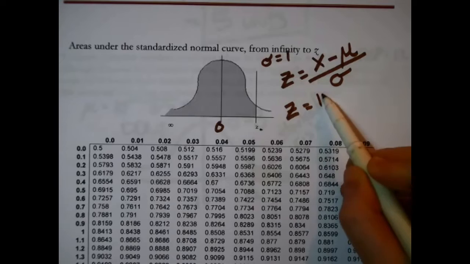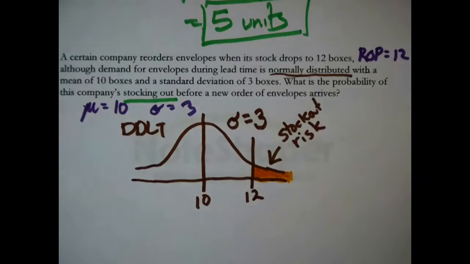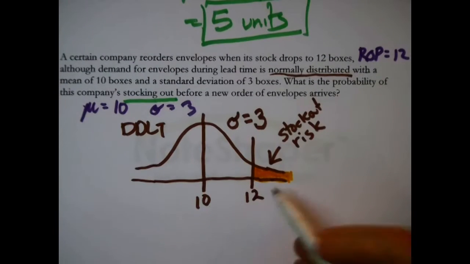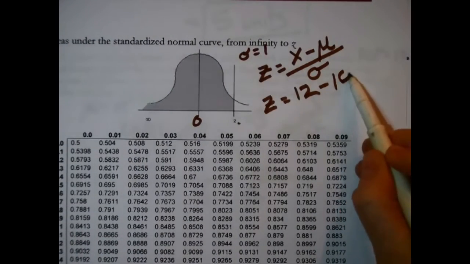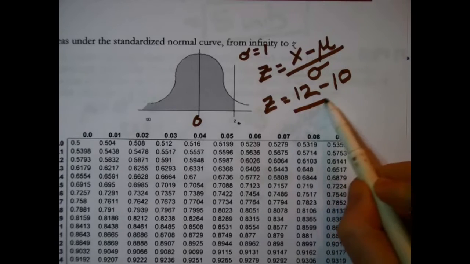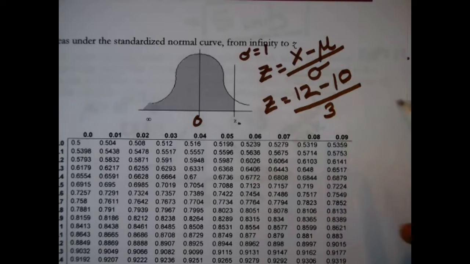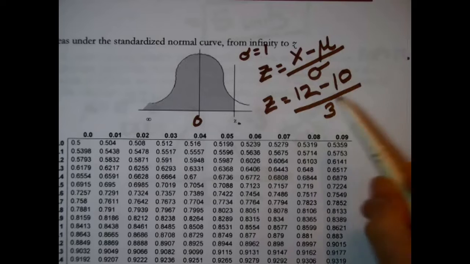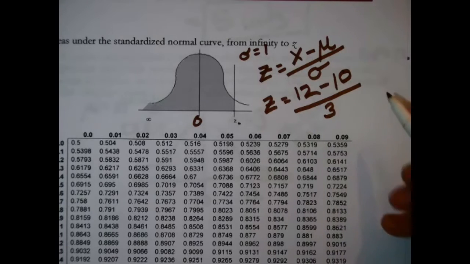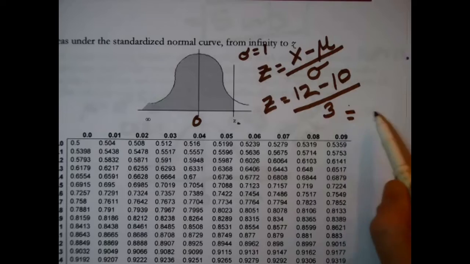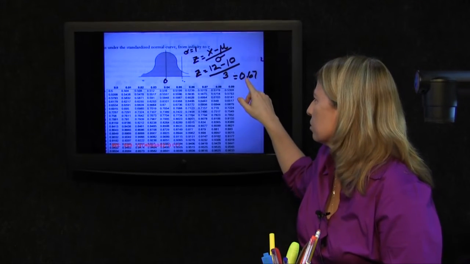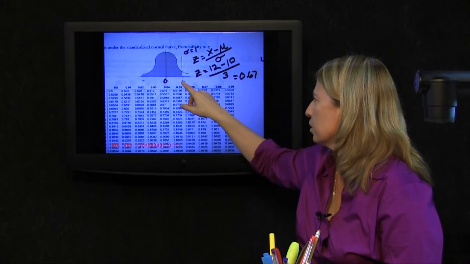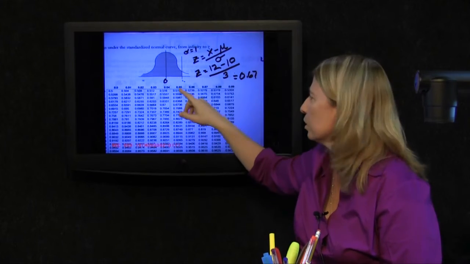So for this problem, I'm calculating a z-score. The number that we're interested in is 12, right? That's what we're evaluating. Minus the center of our curve, which is 10. The standard deviation is 3. So this works out to be 2 divided by 3, or 2/3, or in decimal places, 0.67. What am I supposed to do with that? That corresponds to this on this particular curve. Look it up in the table.